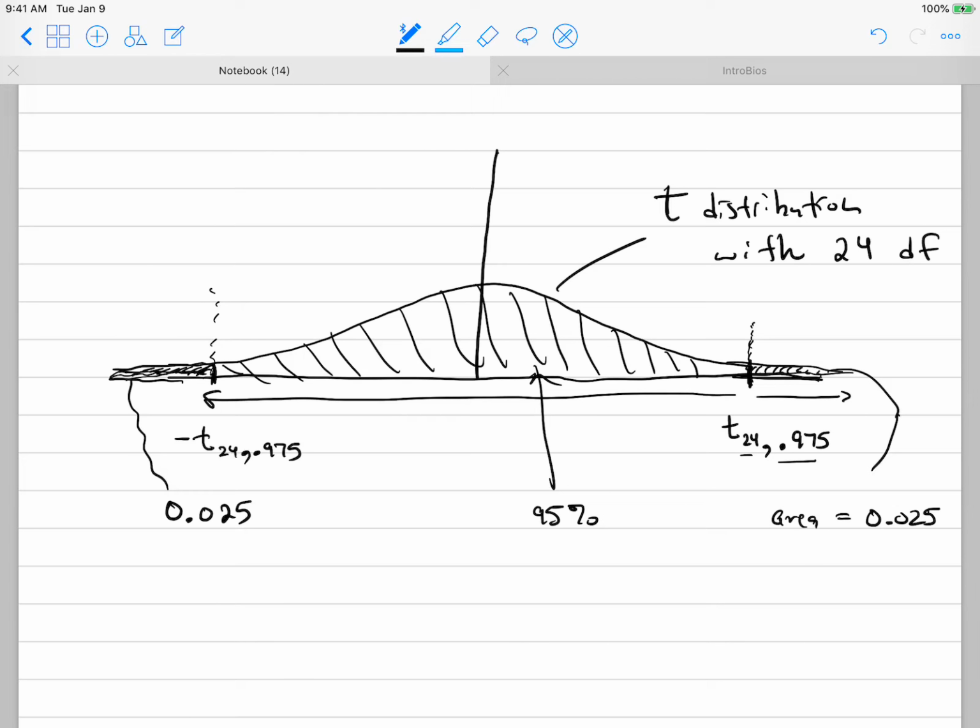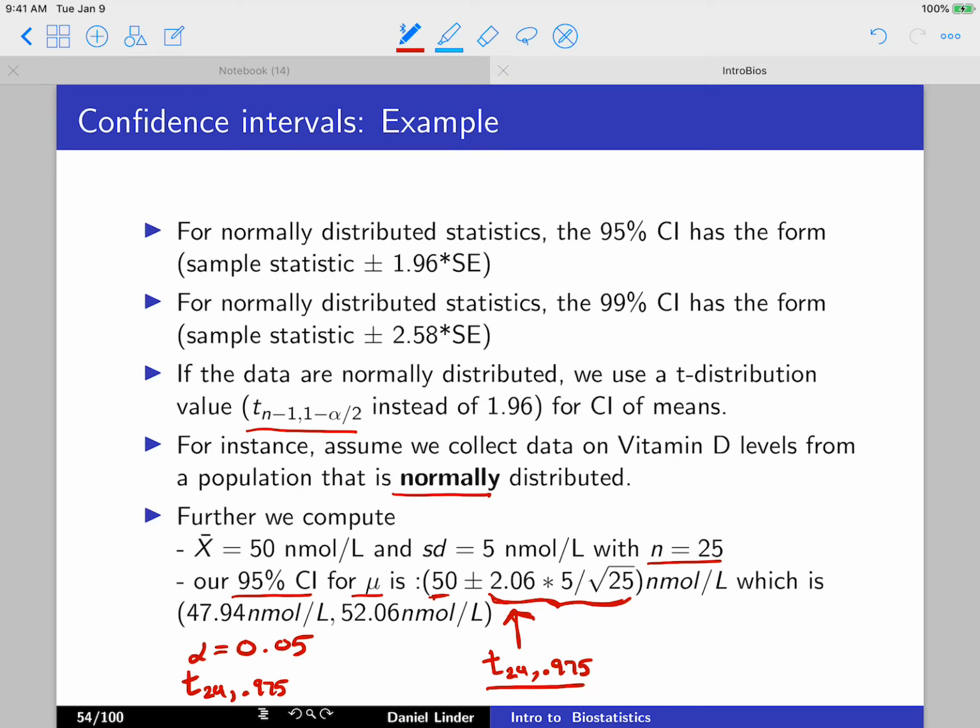So this is why we have chosen the quantile in this way, with 24 degrees of freedom and this area to the left of 0.975. Because if we do that, if we choose the quantile in this way, then the amount of area between this quantile and its negative is 95%. Okay? So that's why the appropriate quantile takes this form. Alright?